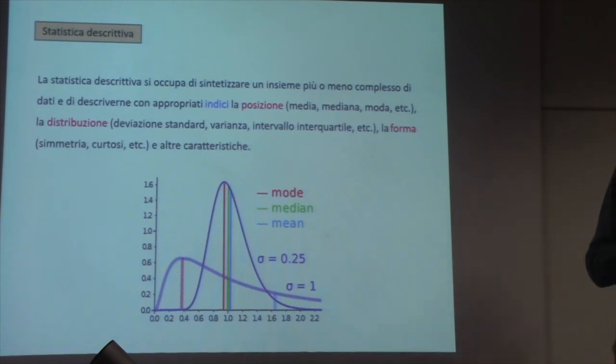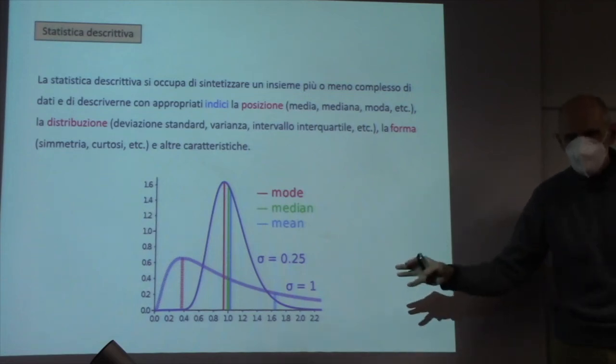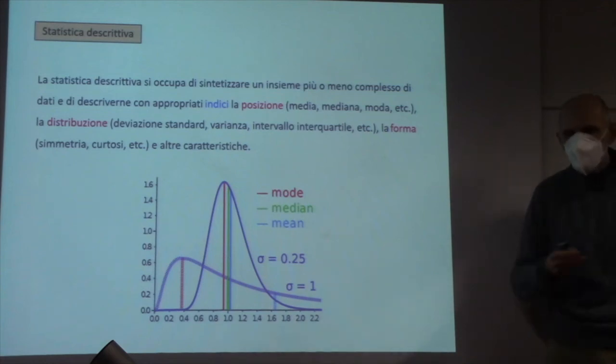Pensate alla citogenetica. Voi contate i cromosomi delle cellule. Tipicamente, se sono cellule umane, ne troverete 46. Ogni tanto c'è una cellula che ha un cromosomo in più, uno in meno, magari qualcuna che addirittura ha duplicato tutto il genoma, ce n'ha 90, quanti sono? 92.